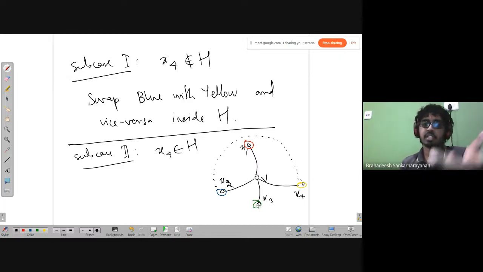Again, there are two cases. Either H prime contains X1 or it doesn't contain X1. If H prime doesn't contain X1, you know what to do. Inside H prime, just swap red and green. Then you will free up green and you can color V using green. Same argument. But now the final case: what if the Kempe chain contains X3 and X1?